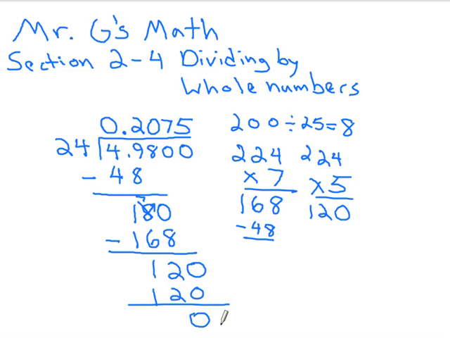And to check our answer, we need to multiply, if you want to with a calculator, multiply your answer times the divisor, so multiply the quotient times the divisor, and you should come up with 4.9800.